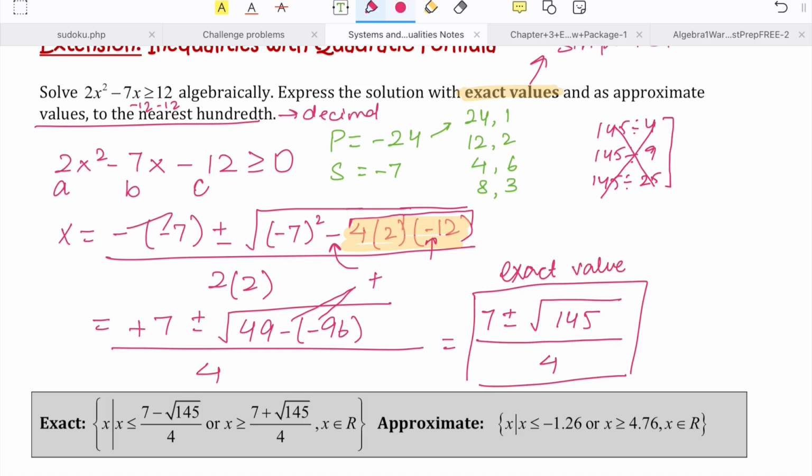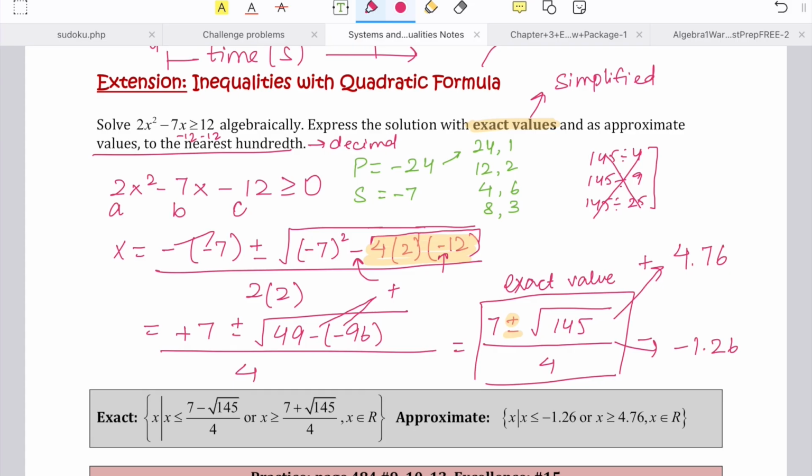Okay, now in decimal form you'll have to do plus and minus. When you do that and you put it in the calculator, you'll get 4.76 and negative 1.26. Okay, but we're not done yet. We need to figure out our solution, right? And because it's greater than equal to, both these things will be included in the solution.